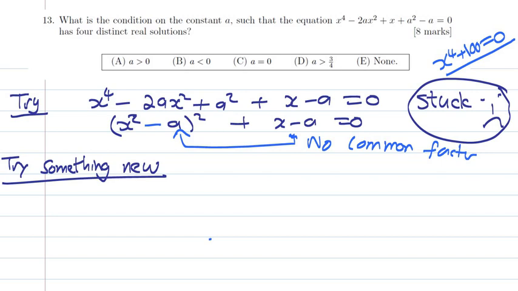So let me know in the chat. Degree 4 or degree 2? Yes, obviously we prefer degree 2. Alright, so what we have to do is something new.